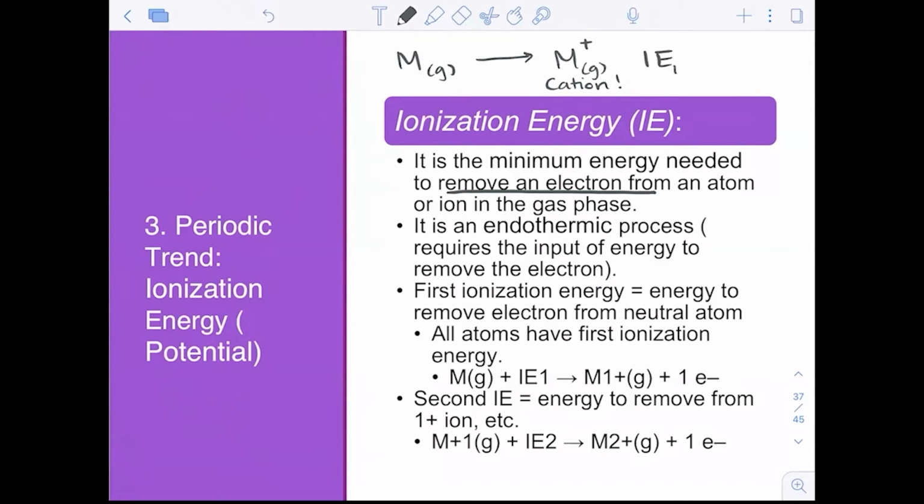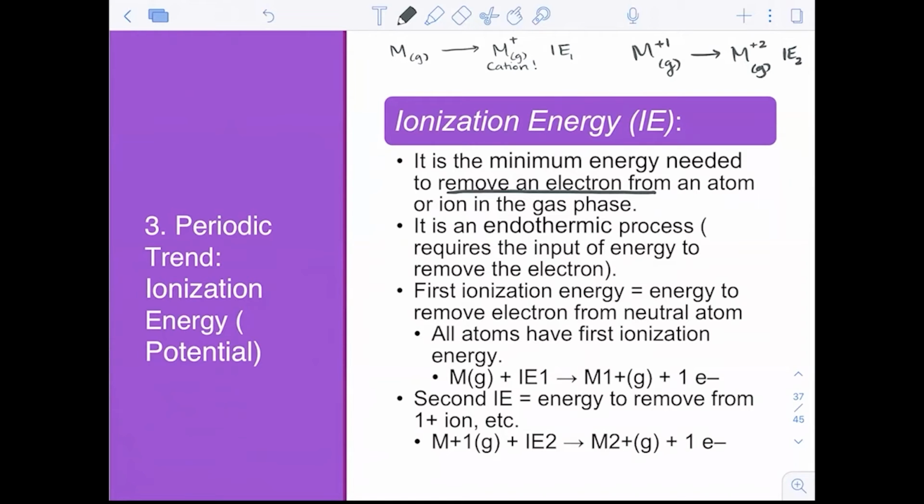If it's the first electron removed, we call it ionization energy 1. Now, we can remove more electrons. We can say that M+1 cation in the gas phase can go to become an M+2 cation in the gas phase. Notice how both of these are losing electrons. Which one or what number we're on, that ionization energy is always going to be positive. Energy is required to remove an electron.